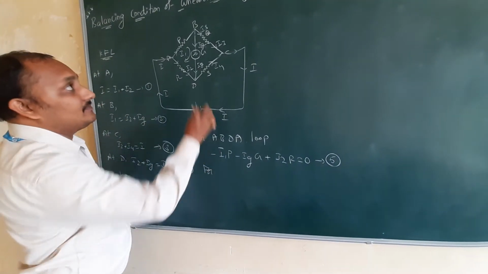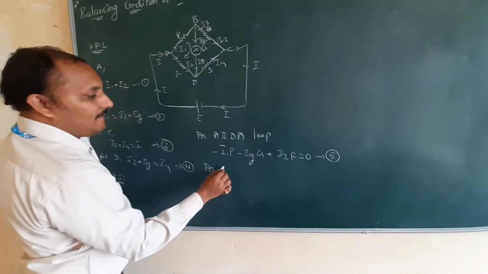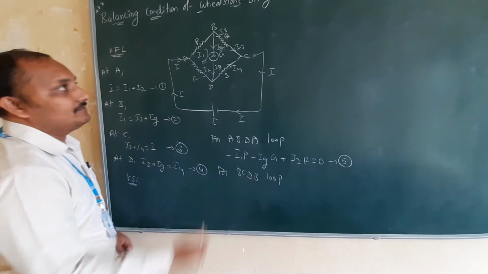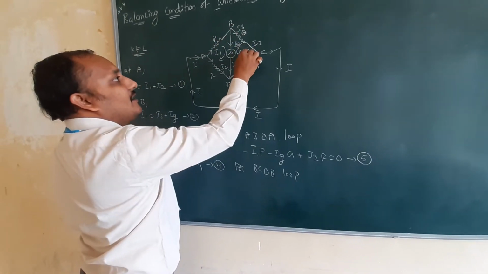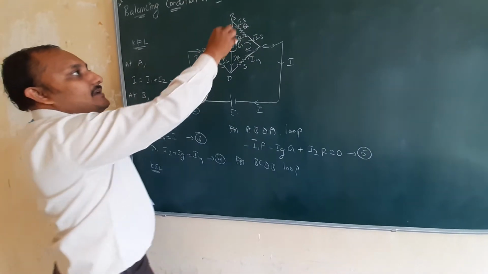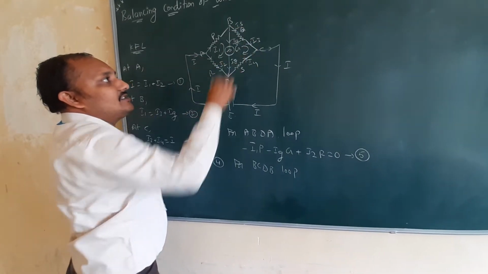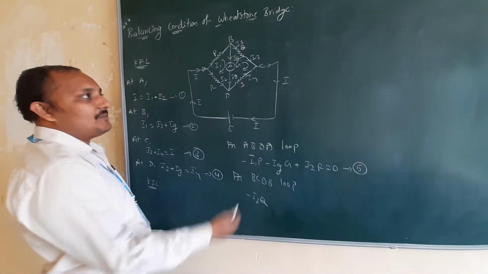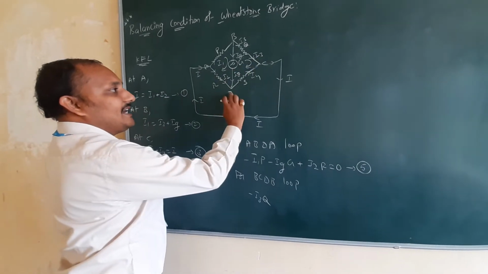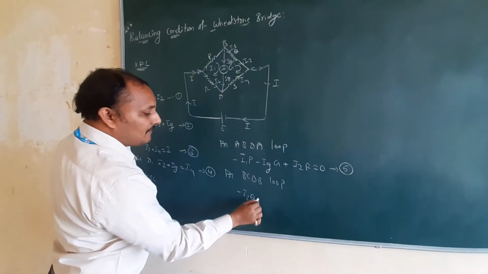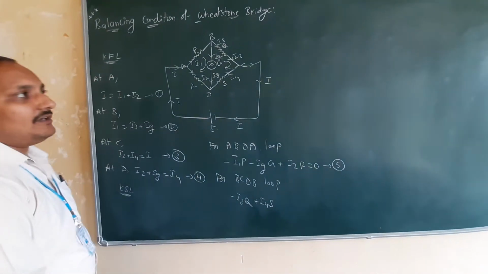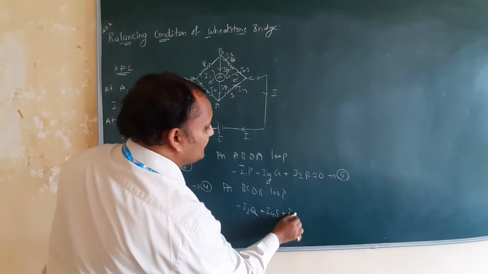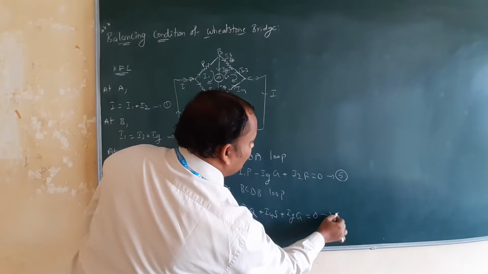Next, another loop, BCDB. For the BCDB loop, again I am taking clockwise like this. At that time, see the direction. We are coming from B to C, and the current direction is also B to C. Therefore, minus I3. Both are in the same direction means minus. Opposite direction means plus. We are going from C to D, the current direction is from D to C. Therefore, plus I4. Next, we are going from D to B. The current direction is again opposite. Therefore, plus IG G is equal to 0.